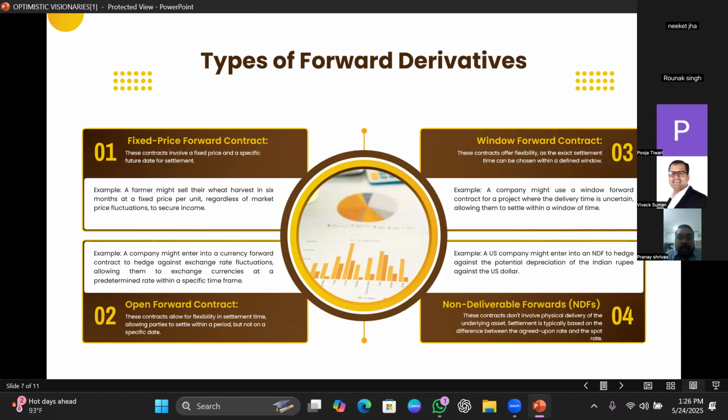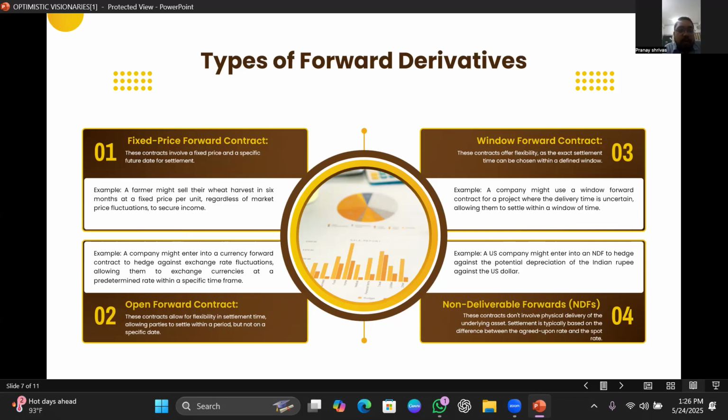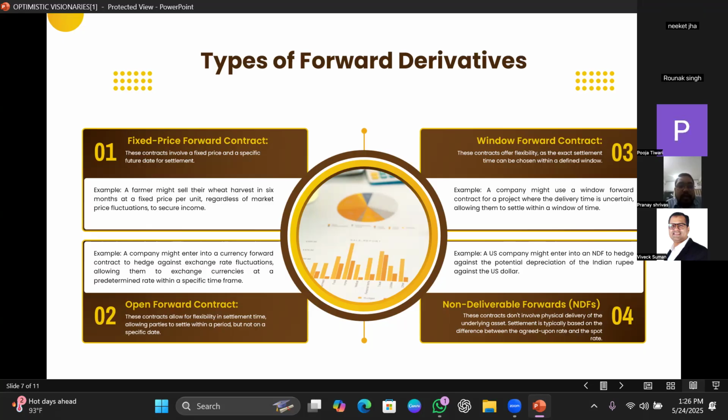My topic is types of forward derivatives. First of the types of forward derivatives: fixed price forward, a deal to exchange currency at a set rate on a specific future date. Second one is the open forward contract. This is a flexible date for currency exchange within a set period. The third one is the window forward contract. Currency exchange can occur anytime within a chosen time window. The fourth one is the non-deliverable forward. No actual currency exchange. Cash is settled based on rate differences.